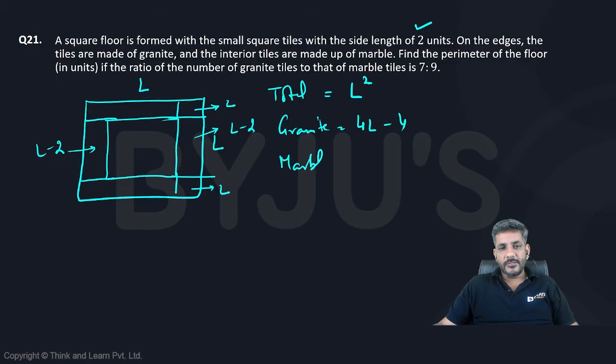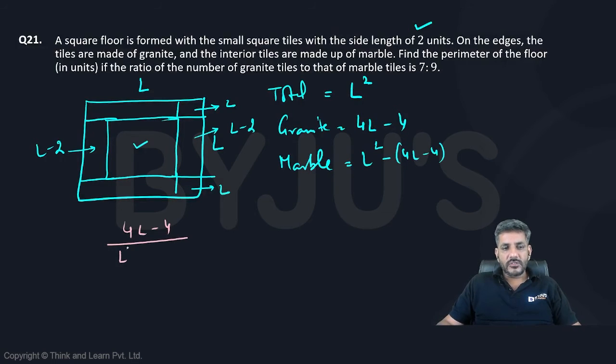Whereas the total number of marble tiles is how many? The number of marble tiles, if you can calculate, they are inside it. That is total L square minus 4L minus 4. Their ratio is given as 7 is to 9. So let's try to solve them. Granite is 4L minus 4. Total is L square minus 4L plus 4. And they are in a ratio of 7 is to 9.